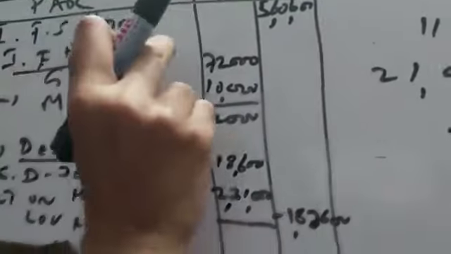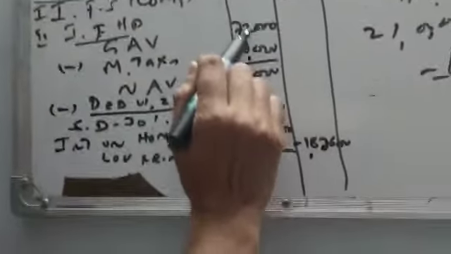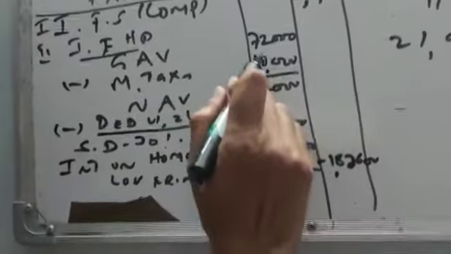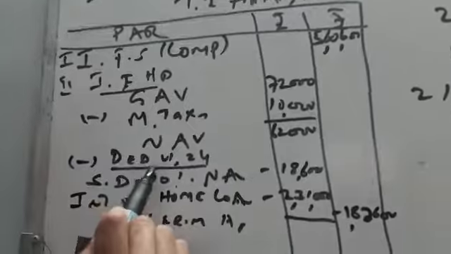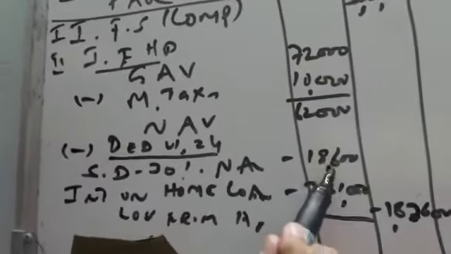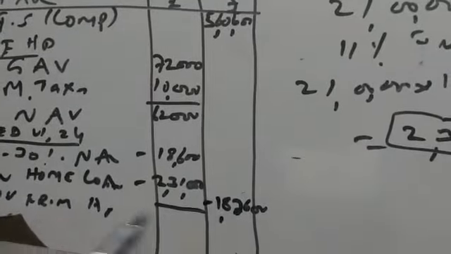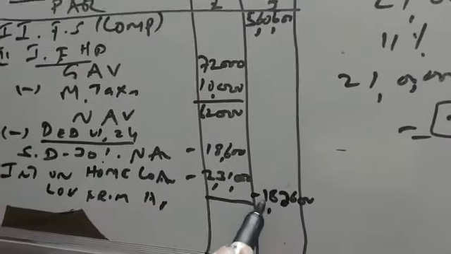Let's see income from house property. First we take gross annual value, the rent received from the tenant, 72,000 per annum. From that you deduct municipal taxes and get net annual value. Again from that you deduct deductions under section 24: standard deduction, 30% of NAV, 18,600, and interest on home loan, 2,31,000, as calculated here. Then you get a loss from house property, because it is a negative value, minus 1,87,600. First part is over, second part is over.